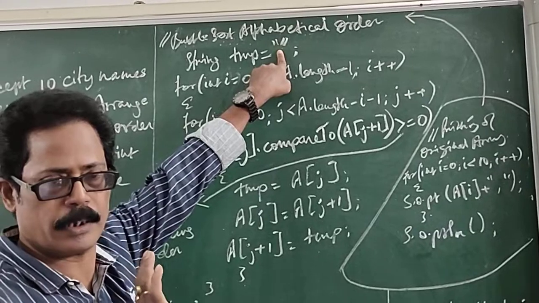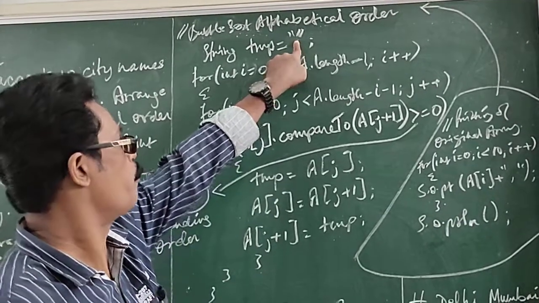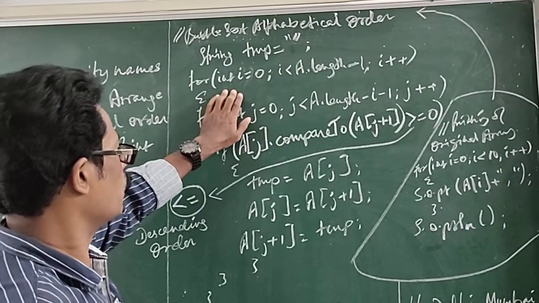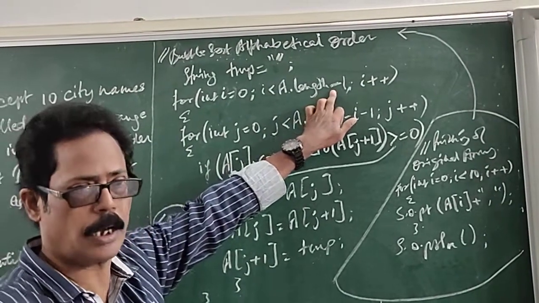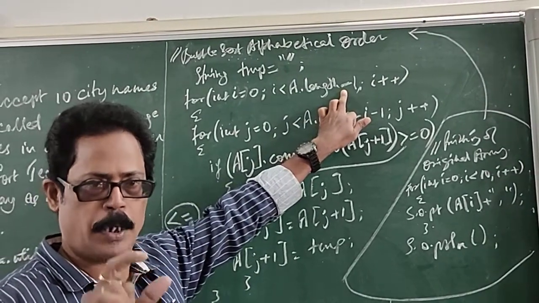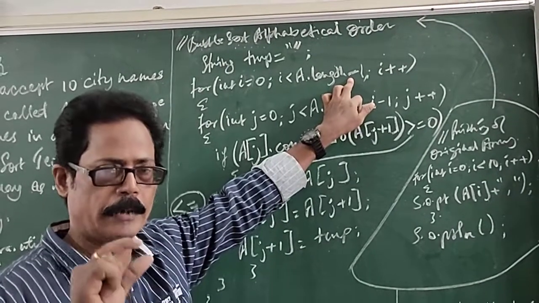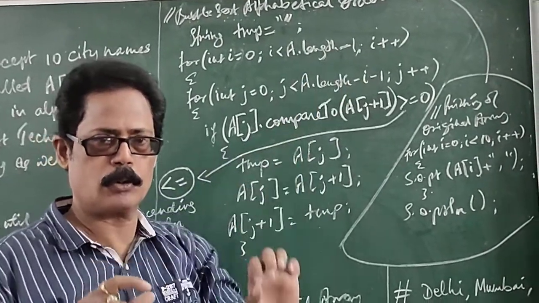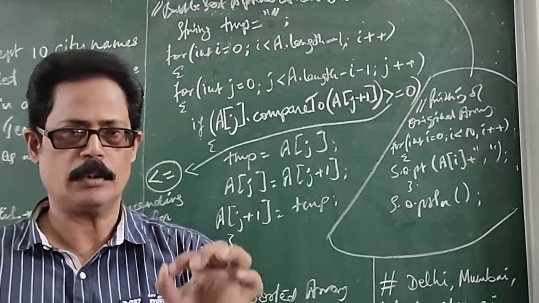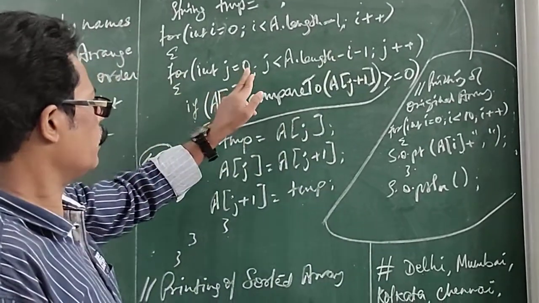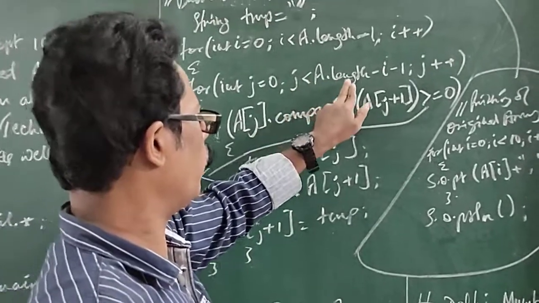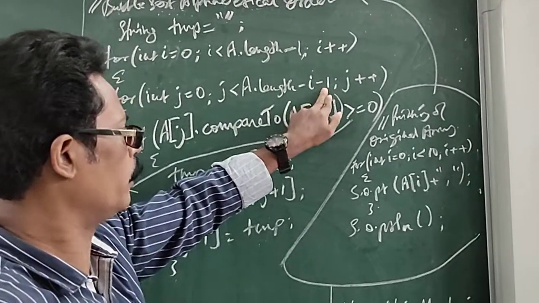There should not be any space whatsoever. For int i equals 0, i less than a dot length minus 1. As I told you, this i represents the number of passes or number of iterations, and the number of iterations is always equal to array length minus 1, and then i plus plus. Then j equals 0, j less than a dot length minus i minus 1, and j plus plus.